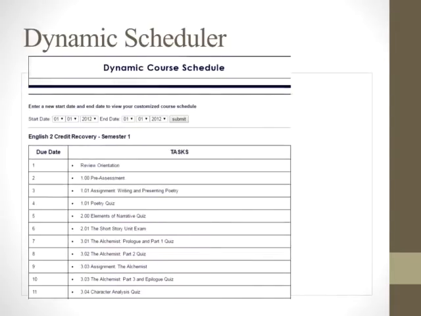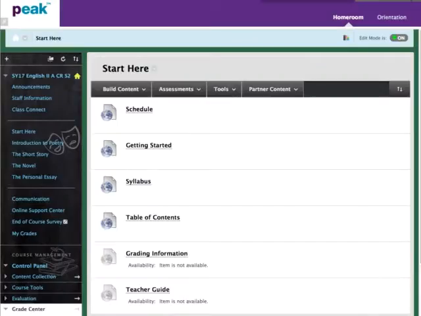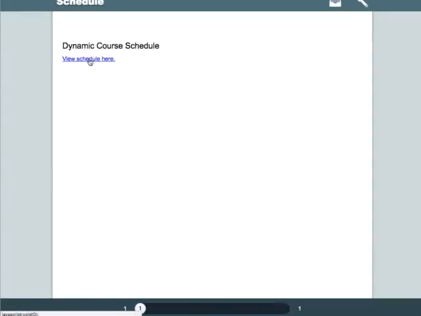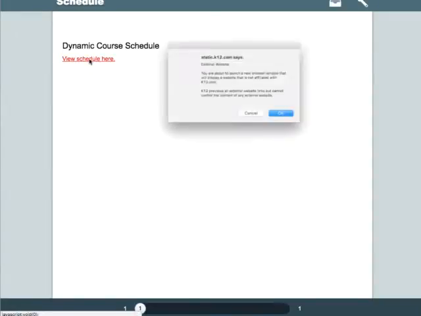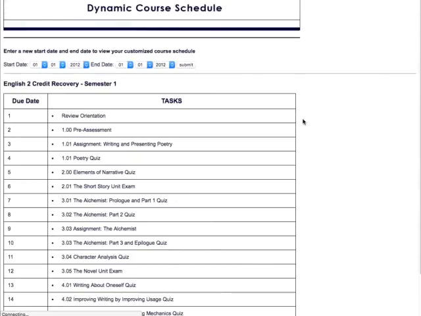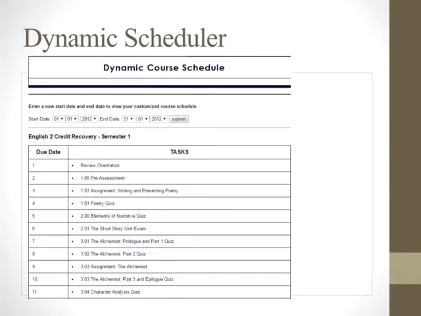From there, you will be brought to a dynamic course schedule. I'll give you this example live as well. So here is English 2A Credit Recovery Semester 2. You would click on Schedule, and you might go to this screen. If you do, just view schedule here, and it'll bring you to that. Either that or it'll go right to here. I don't know why some do and some don't. So that's how you get to the dynamic course scheduler.